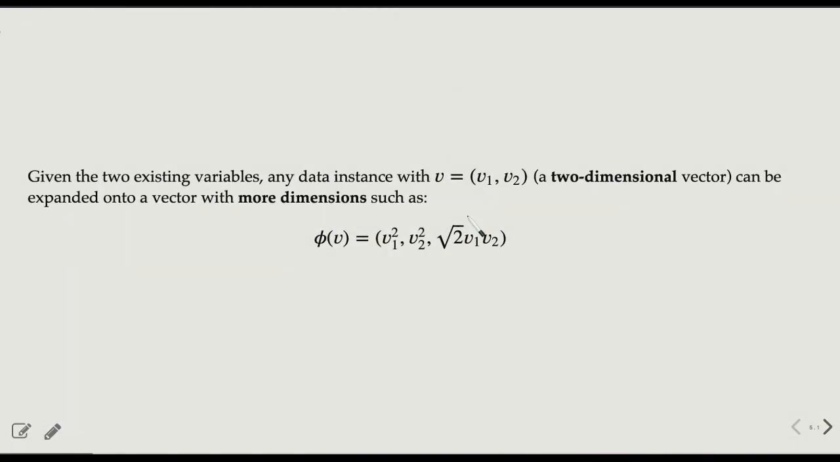Here, given two existing variables, any data instance with V1 and V2, a two-dimensional vector, can be expanded onto a vector with more dimensions, such as V1 squared, V2 squared, and V1 times V2. Note the quadratic expansion should result in 5 dimensions, including the original dimensions V1 and V2. For now, we'll focus on the 3 additional features, so that we can limit the number of dimensions to 3, which we can visualize.